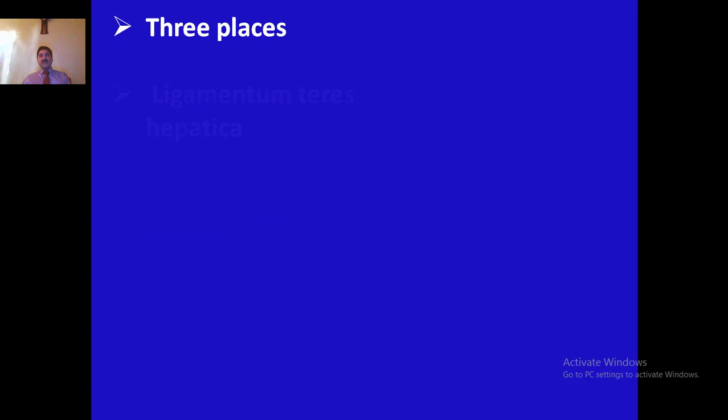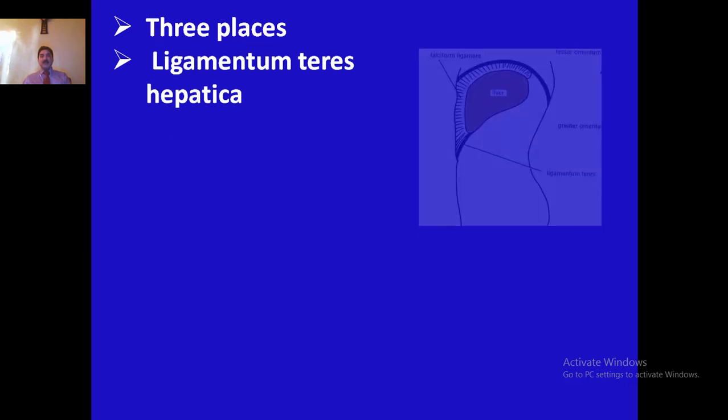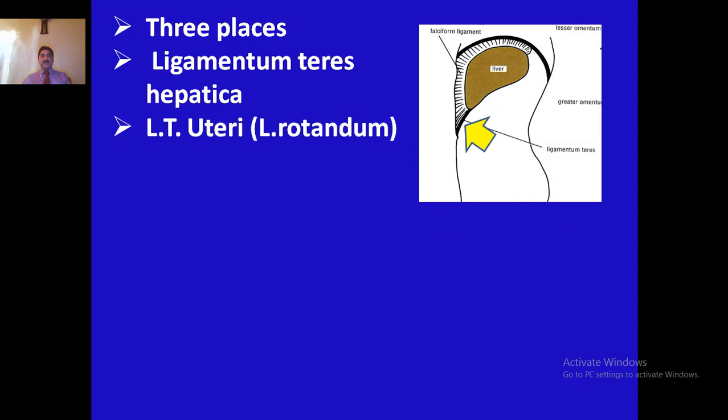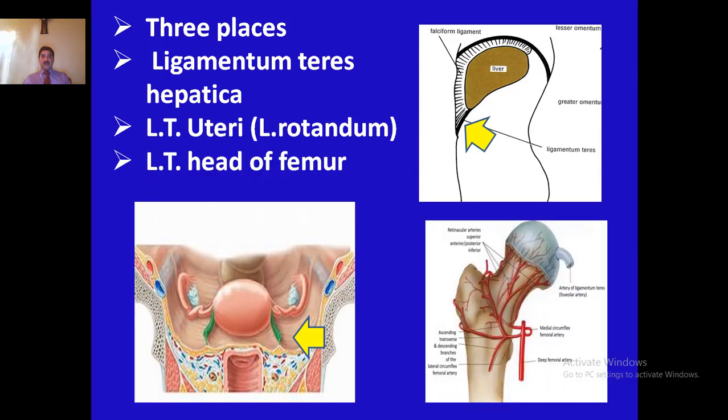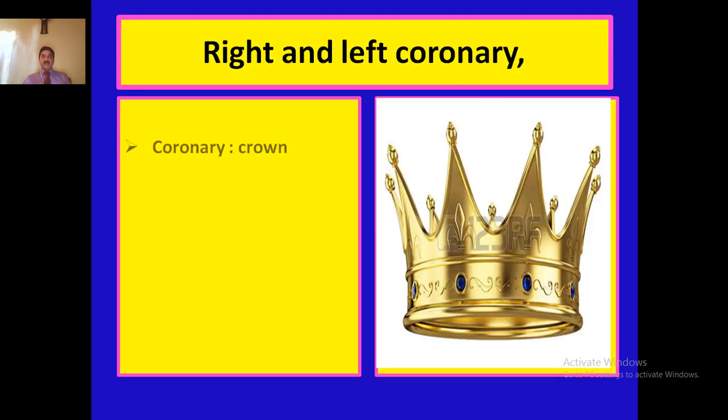In the body, at three places we have a ligamentum teres: ligamentum teres hepatis, and ligamentum teres uteri. This ligament is also called the ligamentum rotundum. It is attached to the cornua of the uterus and attaches the uterus to the labia majora. The third ligamentum teres is attached to the head of the femur, and we call it the ligamentum teres of the head of the femur.